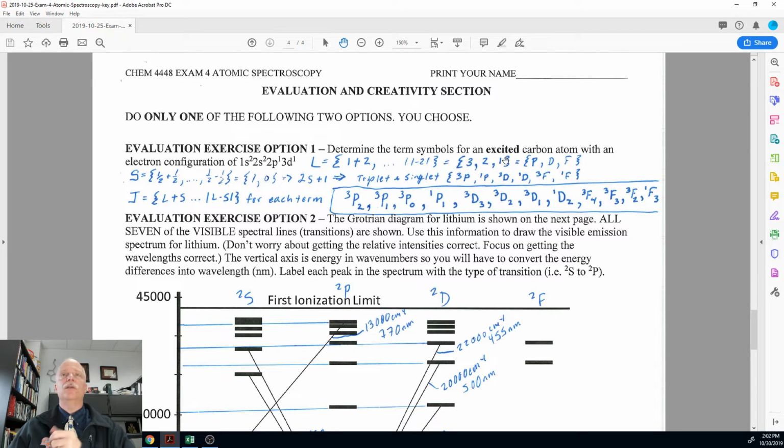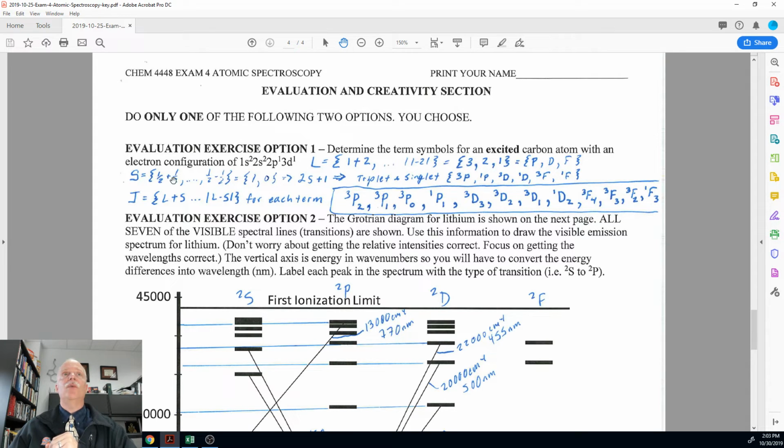And the terms that are associated with that are 3 corresponds to F, 2 corresponds to D, and 1 corresponds to P. I just put these in order of their angular momentum over here. And then I needed to come up with the net spin for the atom.